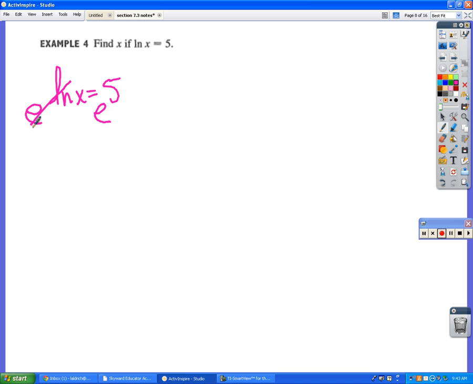Then the e and the natural log will cancel out, and so x equals e to the 5th, because e and natural log are inverses. What? Like, what is e? I don't know why they use the letter e. No, but I mean, like, what? Oh, e is the limit.